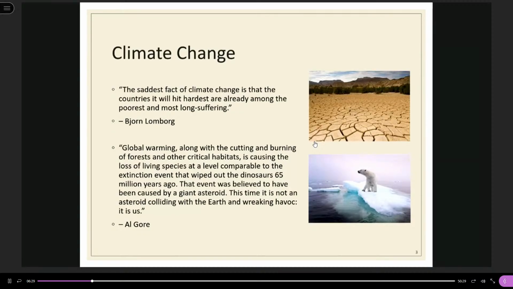Okay, global warming, along with the cutting and burning of forests and other critical habitats, is causing the loss of living species at a level comparable to the extinction event that wiped out the dinosaurs 65 million years ago. That event was believed to have been caused by a giant asteroid. This time, it is not an asteroid colliding with the Earth. It is us. It is us who lead to the extinction of many, many species.